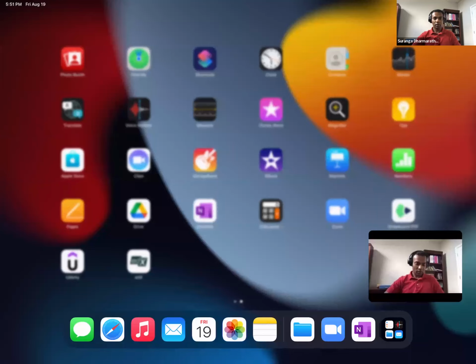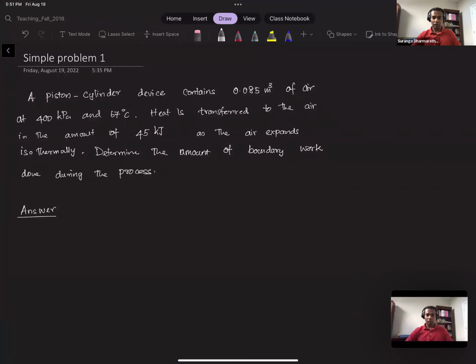I will show the problem on the screen. In this problem, we are asked to find the boundary work. Let's read the problem first. A piston cylinder device contains 0.085 cubic meters of air at 400 kilopascal and 67 degrees Celsius. Heat is transferred to the air in the amount of 45 kilojoules.